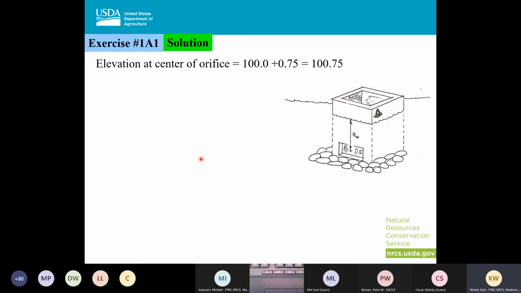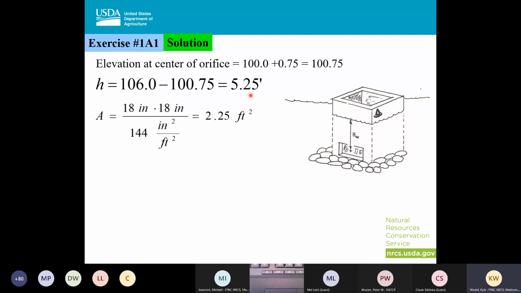So the first thing I'm going to try to figure out is where the center of my orifice is at. Again, I know that the bottom here is at 100, and that my opening is 1.5 feet or 18 inches. So I'm going to take half of that to get 0.75 to find my center. I'm going to take 100 plus 0.75 to get to 100.75. And then I know that the height of my water is at 106. So I'm going to take that, subtract out my center of orifice, which is 100.75, to get to 5.25.